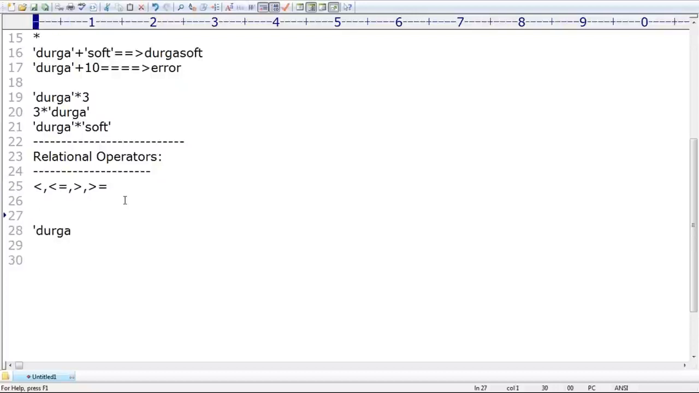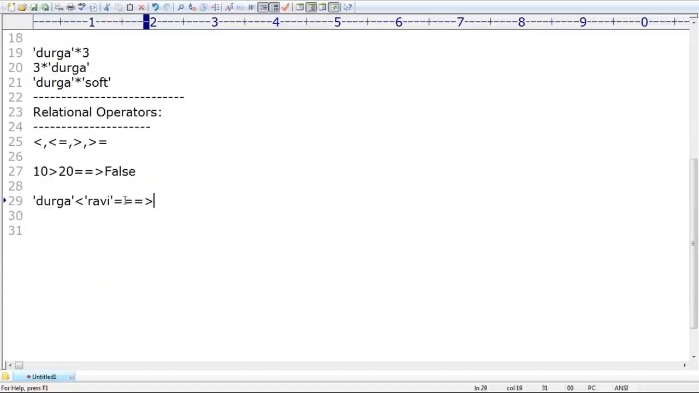Suppose I consider 10 greater than 20. What is the answer? False. Now, is it applicable for strings or not? Yes. "Durga" less than "Ravi": what is the output? True itself is the answer. The reason is that if you use relational operators for string type, comparison is by alphabetical order; internally, ASCII code or Unicode is considered.